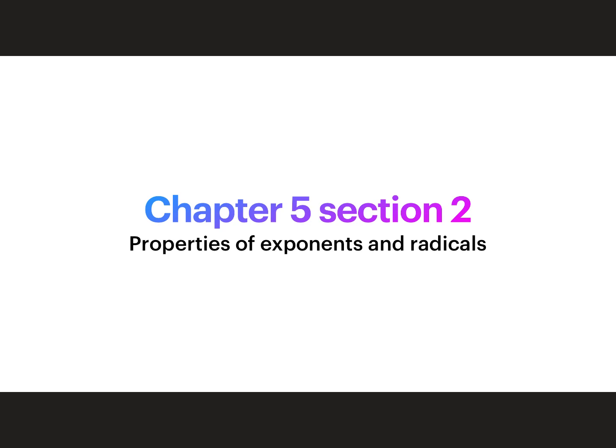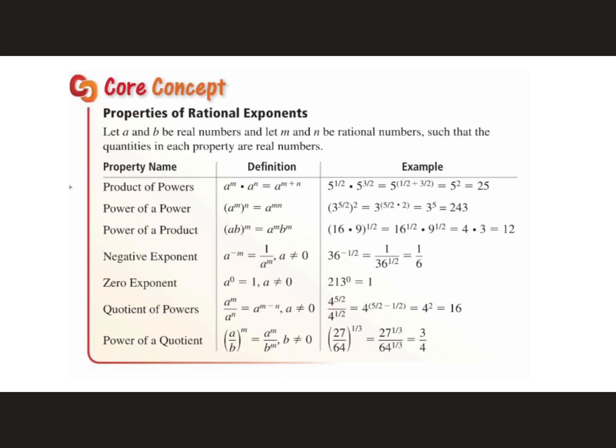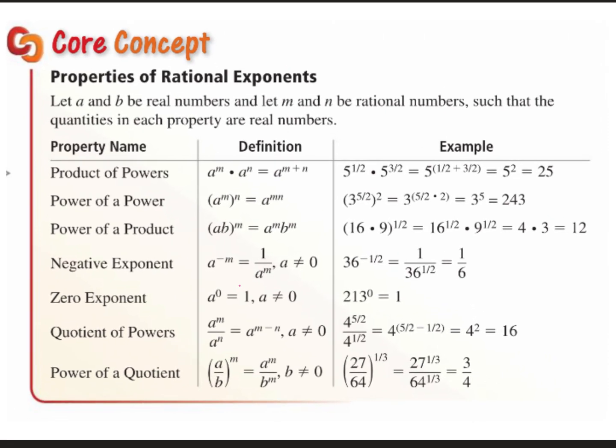All right, 5.2. We're going to talk about properties of exponents and radicals. So we're continuing with what we did in 5.1, but we're just going to talk more about our exponents and radicals. So we've talked about all of these before in our pre-chapter stuff. It's just going to be a little bit different now, but same stuff. So when we're multiplying two numbers that have the same base, what do we do to the exponents? Add them. So we knew that from before.